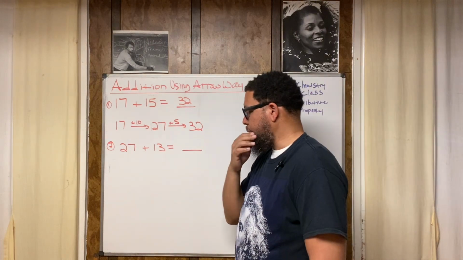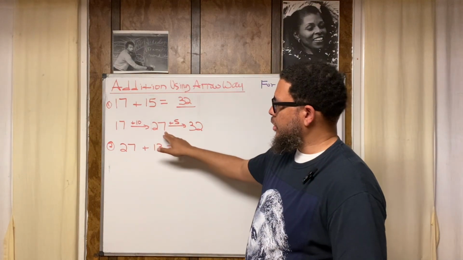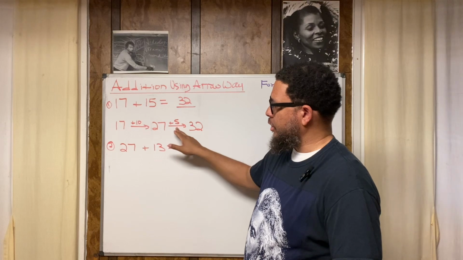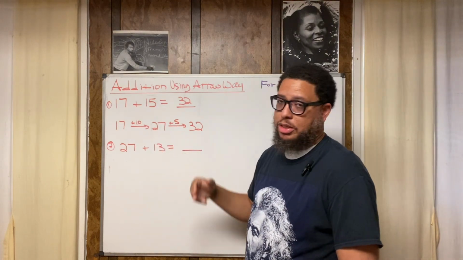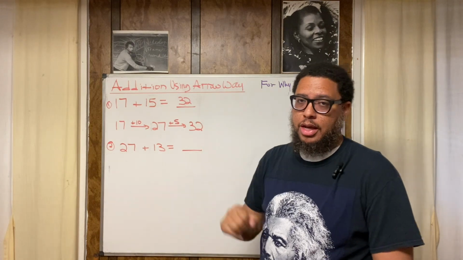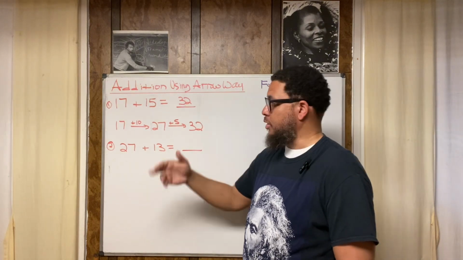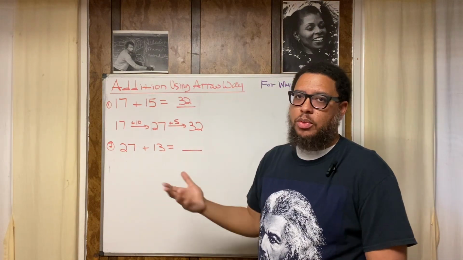Or we could say, you know what? We could break 5 down into 3 plus 2, right? 3 plus 2. Why? Because 27 plus 3 is going to take me to 30. And then the 30 plus the other 2 that's left is going to take me to 32. So it's a few ways to get 32.